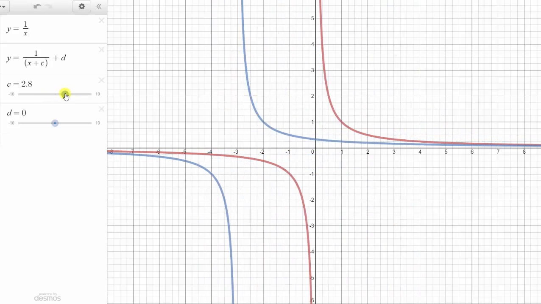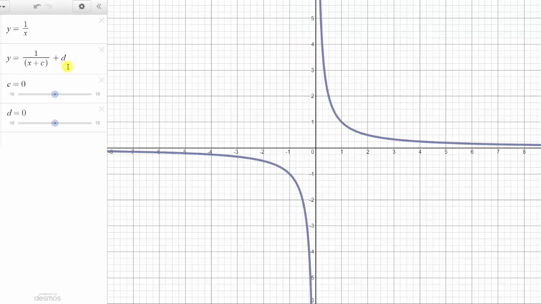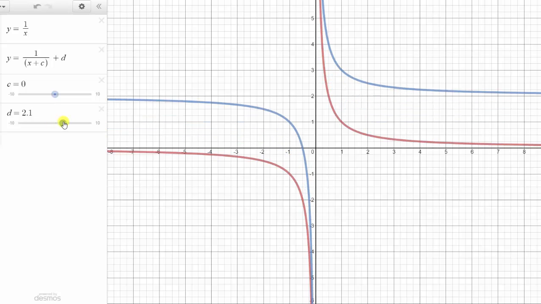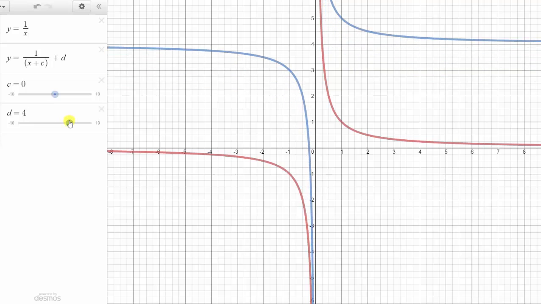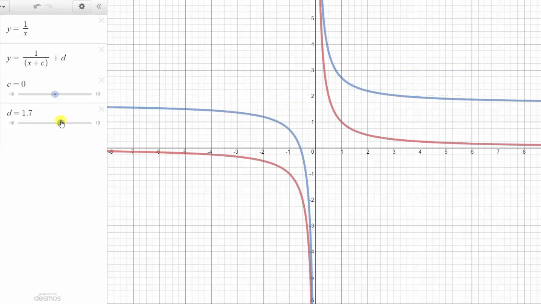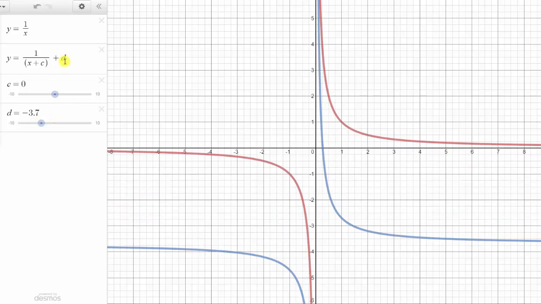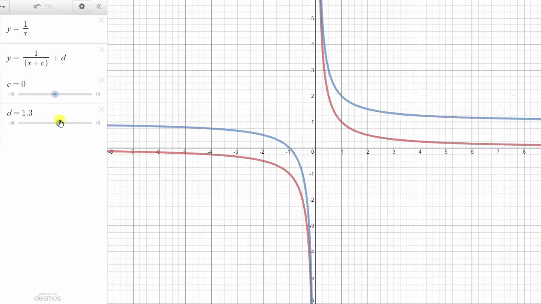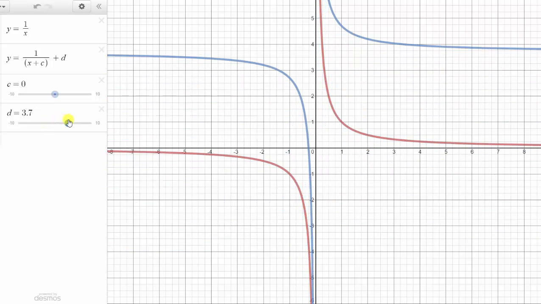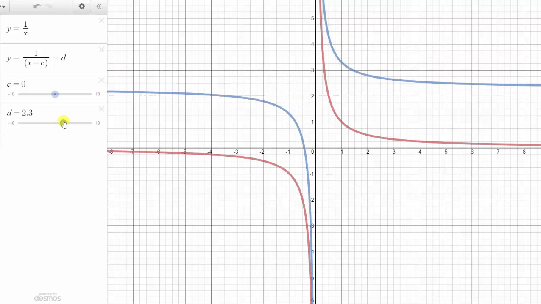Now let's set c back to 0 and determine how d affects the graph of the parent function. Notice how if d is positive, the graph is shifted up d units. And if d is negative, the graph is shifted down d units. So if we have minus a constant on the end, the graph is shifted down. If we have plus a constant, the graph is shifted up d units.